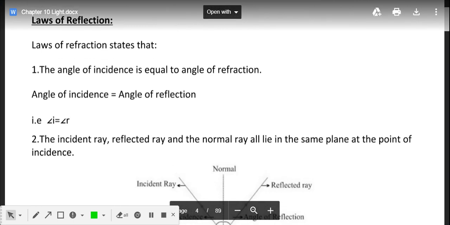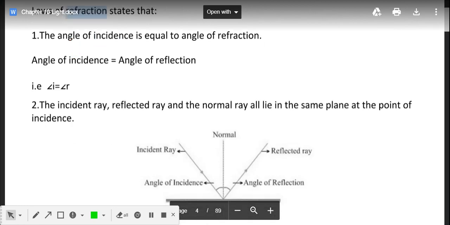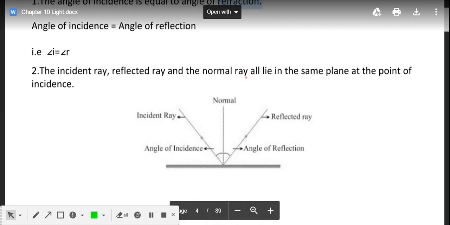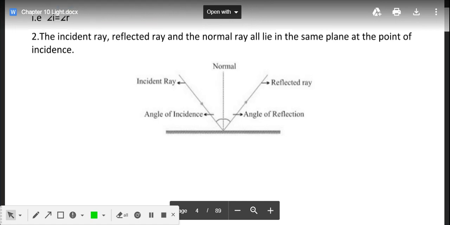Laws of reflection. The first law, a very important thing, starts from here. The law of reflection states that the angle of incidence is equal to the angle of reflection. It should be reflection, not refraction; by mistake, I have written it wrong. Angle i is equal to angle r. And the second law states that the incident ray, the reflected ray, and the normal all lie in the same plane at the point of incidence.